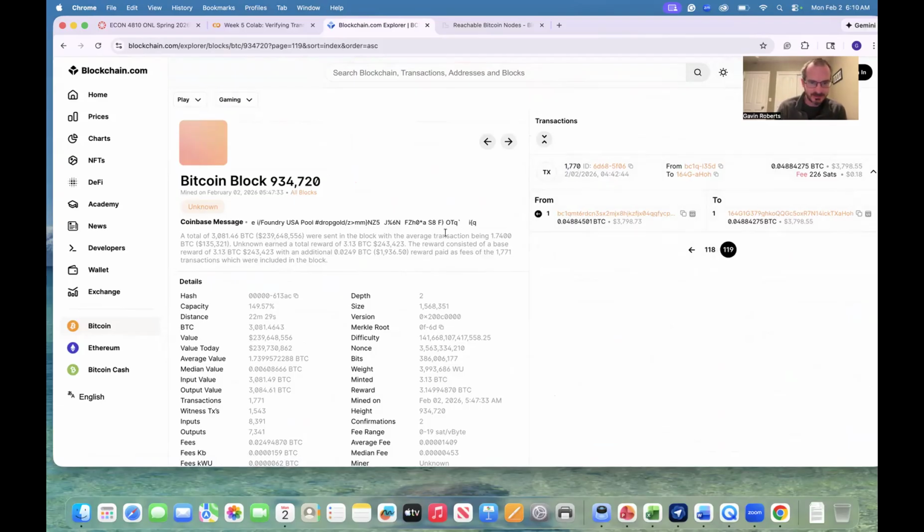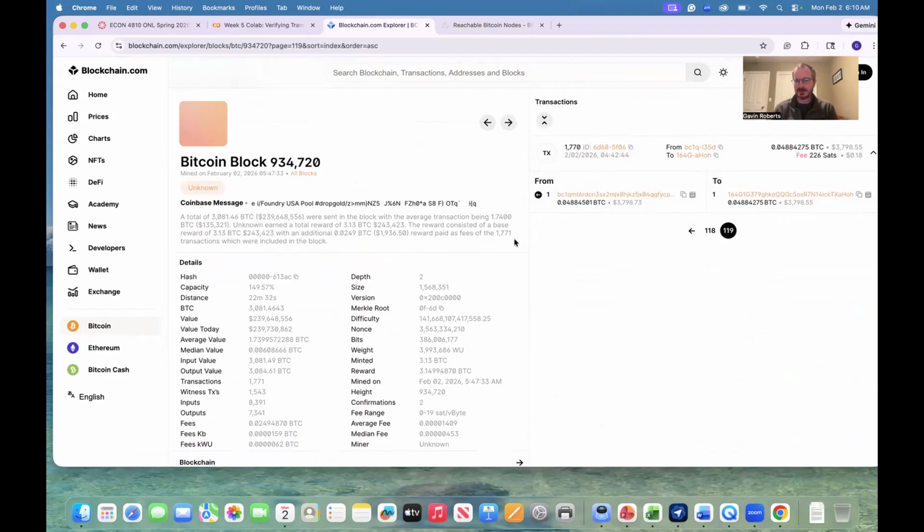If we go to the last page, we see that there's 1,770 transactions, I think. Oh, so 1,771, because there's a transaction at the bottom here too. A total of 3,081.46 Bitcoin or $239,648,556 at the current price of Bitcoin, what we might call the exchange rate between US dollars and Bitcoin. Obviously a lot of money was transferred. If we add up all those transactions, this is how much money flowed on this individual block.